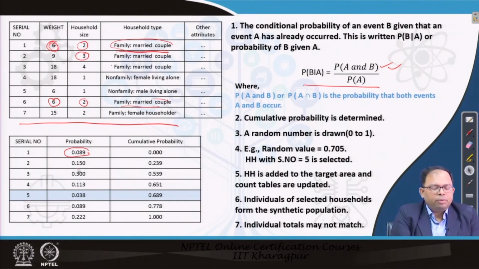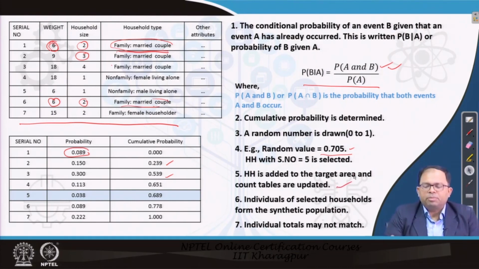For example, 0.089, then 0.1850. This is the probability of each one of these. We add them up, we get the cumulative probability 2.239. Then we have 3, and then we add that, we get cumulative probability of 0.539. And then what we do is a random number is drawn from 0 to 1. For example, if I draw a random number of 0.705, then we see where this random number lies. We can see that it lies in this particular group, because the next group starts from 0.778. So that means we will say that household number 5 is selected from the sample.